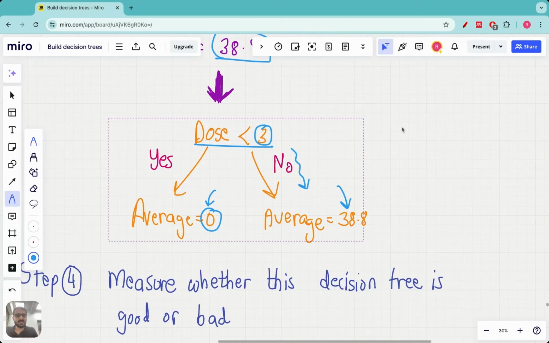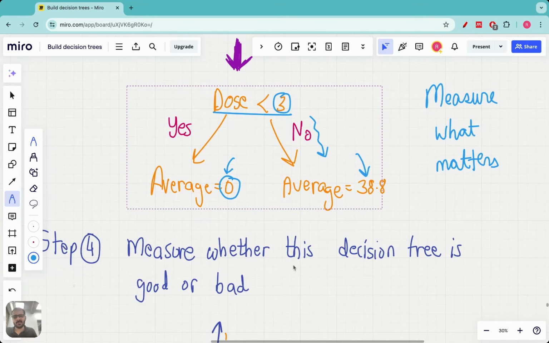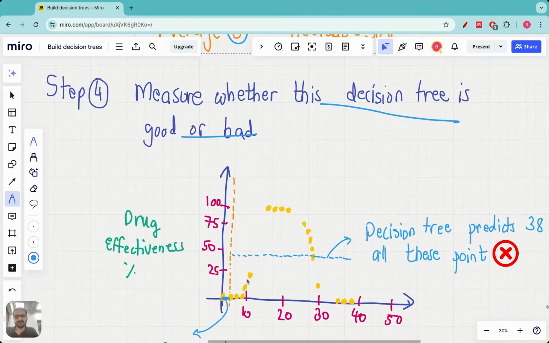So there is this thing which is called measure what matters. Basically, currently, what matters to us is the root node, right? So we need to measure whether this choice of root node, or whether this decision tree, is good or bad. And let's see how to do that.